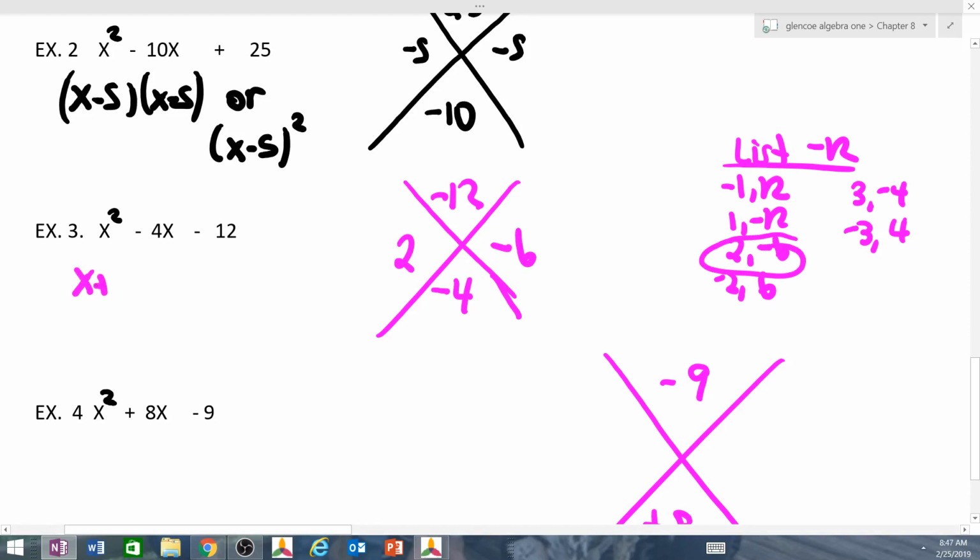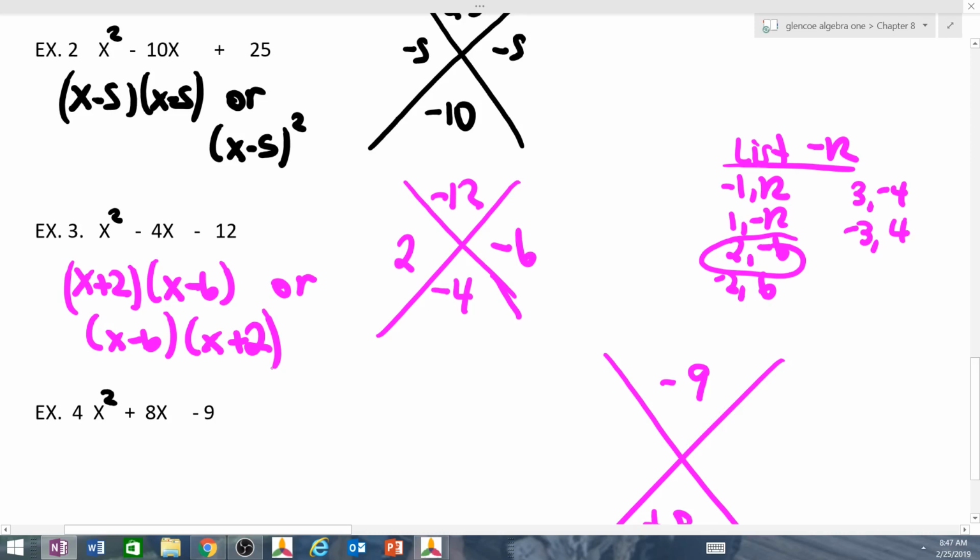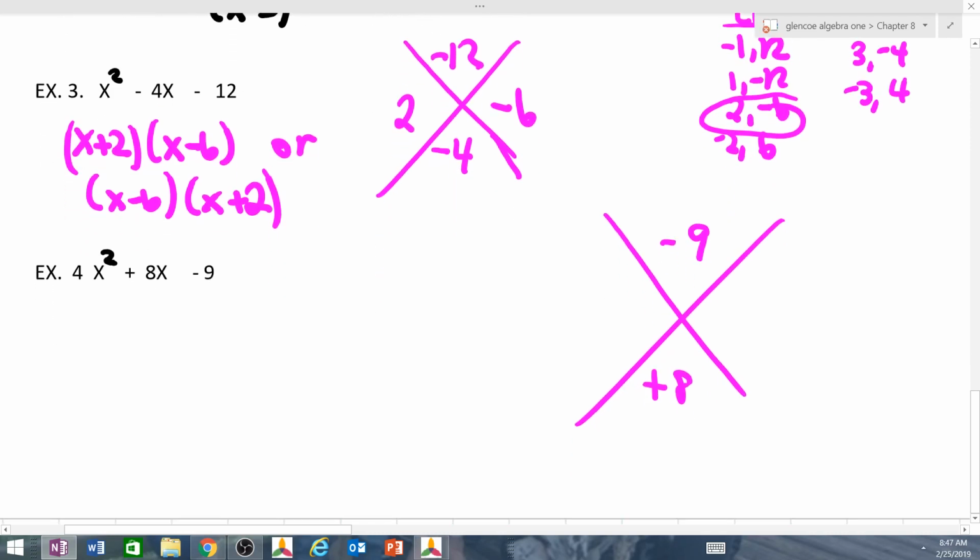And you could write it as x plus 2 times x minus 6, or, of course, x minus 6 times x plus 2. Are we good? Okay, next one. X squared plus 8x minus 9. What multiplies to a negative 9, but at the same time adds to a positive 8?